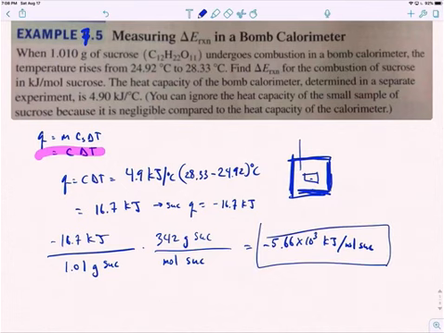Okay, recap on this one, and this is where heat flow is important. We have a bomb calorimeter, and we're burning sucrose in the bomb calorimeter. The bomb calorimeter's temperature goes up, which means that heat is leaving the system. So the reaction is exothermic. It's generating heat.